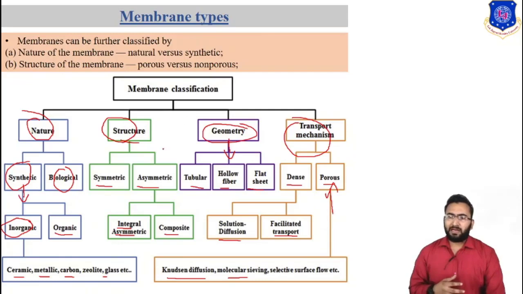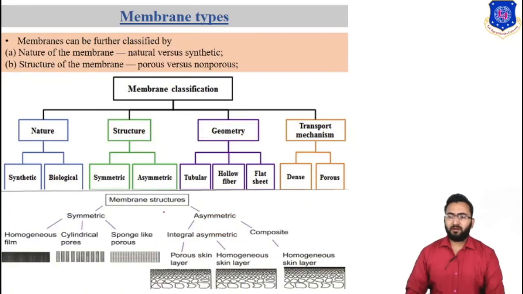Mostly the membrane may be classified according to their structure, such as symmetric membrane and asymmetric membrane. Based on structure, symmetric membrane is further classified as homogeneous film membrane, cylindrical pores membrane, and sponge-like porous membrane, whereas asymmetric membrane is further classified as integral asymmetric membrane or composite membrane, where integral asymmetric membrane is classified as porous skin layer membrane or homogeneous skin layer membrane, and composite membrane is further classified as homogeneous skin layer membrane.